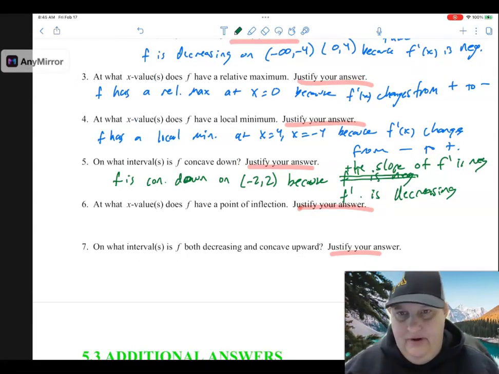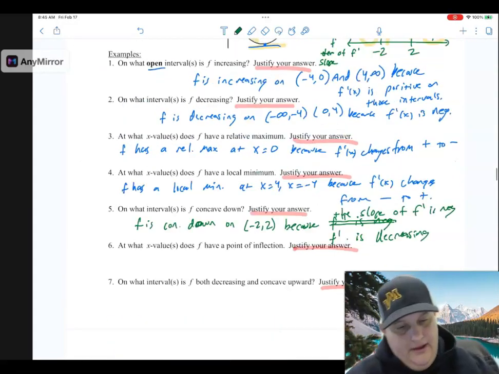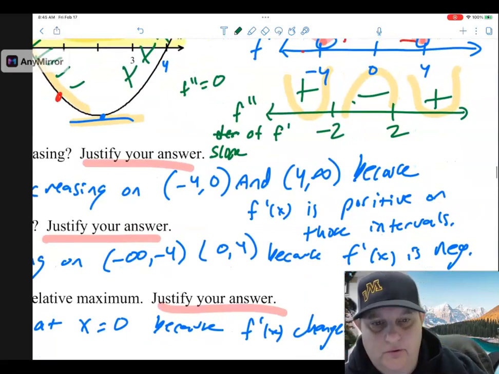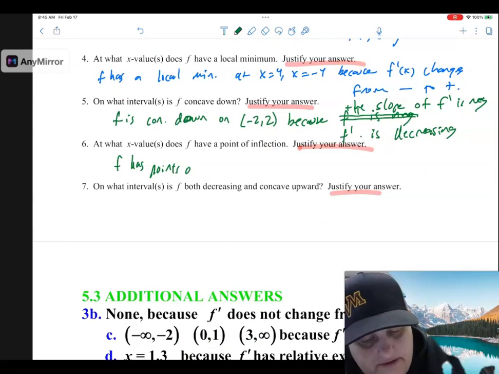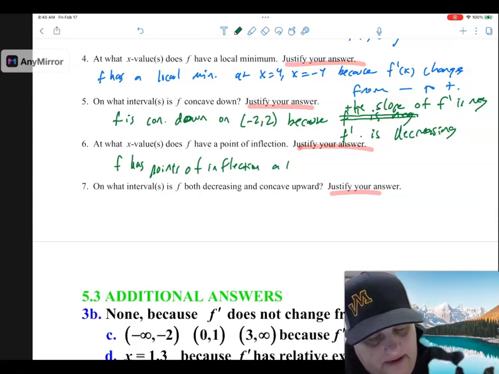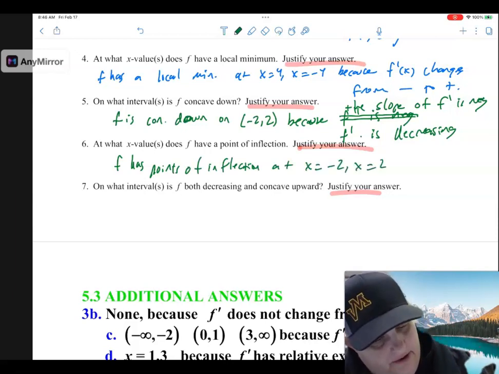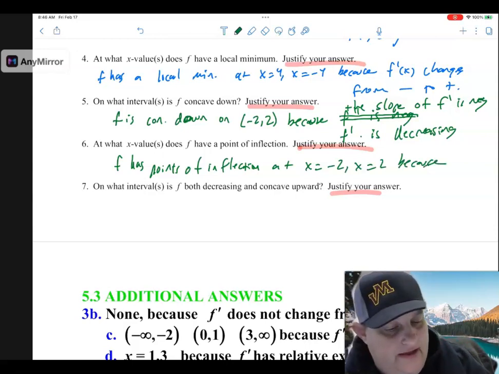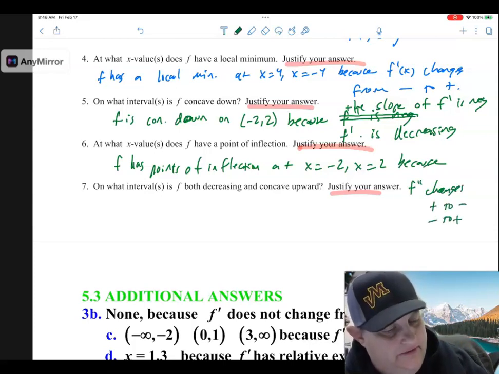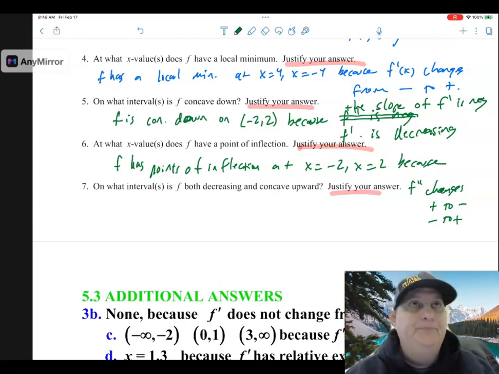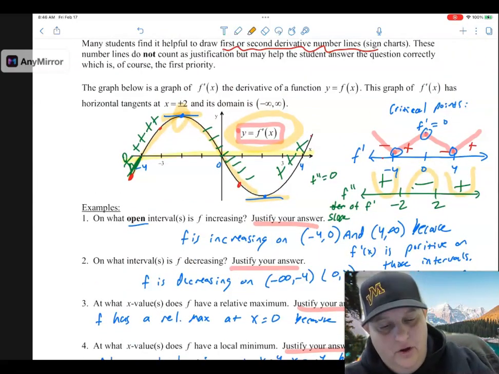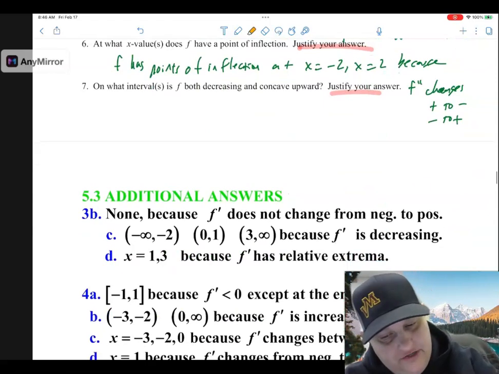Let's see if we can write up this next one, points of inflection. I can see from my sign line graph that negative 2 and 2 are points of inflection. So I could say f has points of inflection at x equals negative 2 and 2 because, now what you want to say is f double prime changes from positive to negative or negative to positive. But we're not allowed to speak in f double prime, because we don't have f double prime as something that we can go off of. I have to go back to f prime. So I would change these words.